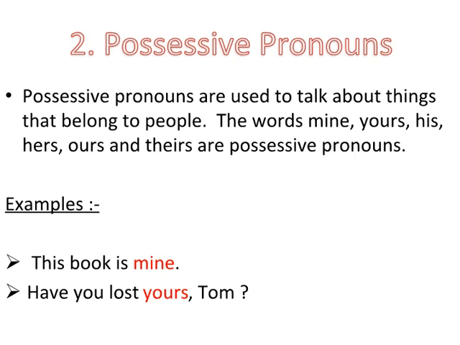Generally, you use possessive pronouns to talk about a person, place or thing that has already been explained. They prevent repetition in a sentence. Possessive pronouns are used to talk about things that belong to people. The words mine, yours, his, hers, ours and theirs are possessive pronouns. This book is mine. Have you lost yours, Tom?